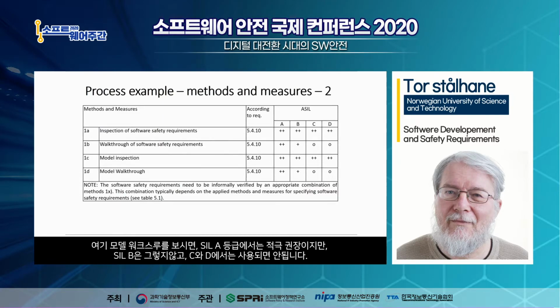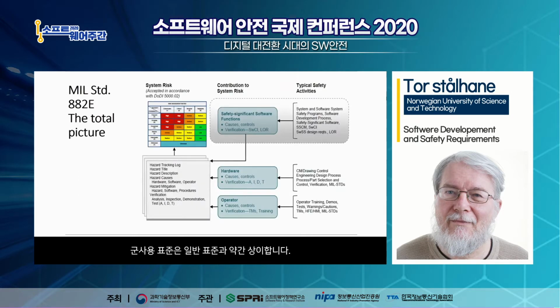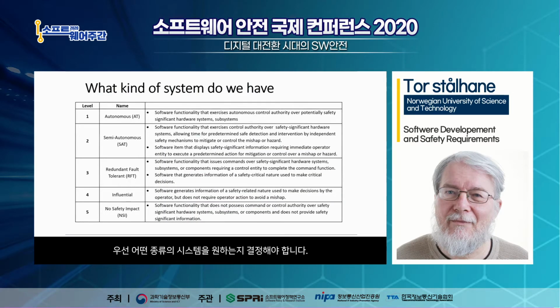So just another scoring. The military standard has a slightly different idea, although it looks pretty much like the others. As for starters, you have safety significant software functions, we have hardware, we have operators, and all these come together to define the system risk. So the first thing we need to decide is what kind of system do we have. It can be anything from an autonomous system, level 1, to a system with no safety impact whatsoever, level 5. There's a description of how to recognize them.